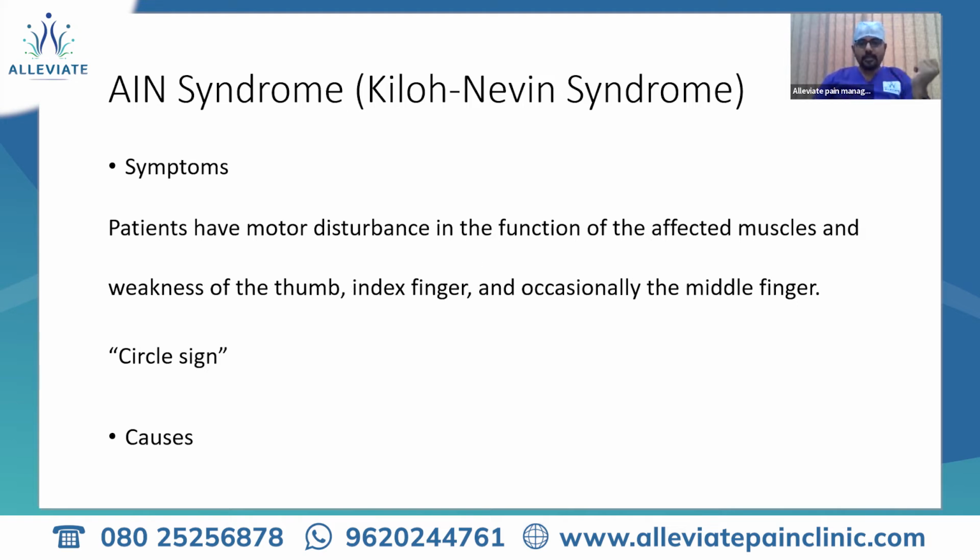When you evaluate, there's a classic sign called the circle sign, wherein the patient will not be able to make an O with the thumb and index finger, and the middle finger, because of the loss of innervation. Again, the causes can be similar, like hematoma, neuromas, fractures, or post-surgical involvement, right?